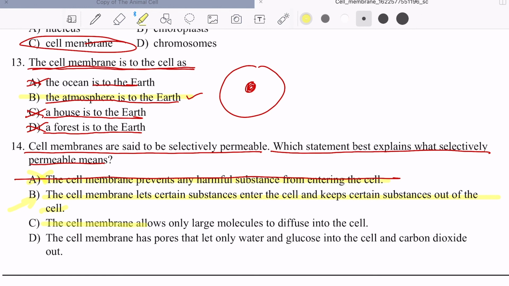The cell membrane allows only large molecules to diffuse. Nope, this is incorrect. It doesn't just allow large molecules. If anything, large molecules might not be able to go through. The cell membrane has pores that let only water and glucose into the cell and carbon dioxide out. This is incorrect. There are so many things entering and leaving, and it's not just those three things. Okay, so the best answer is B.